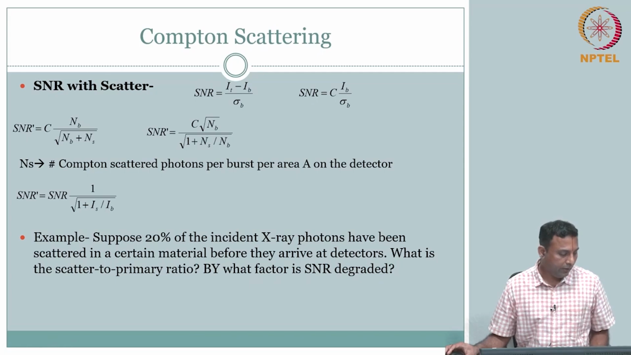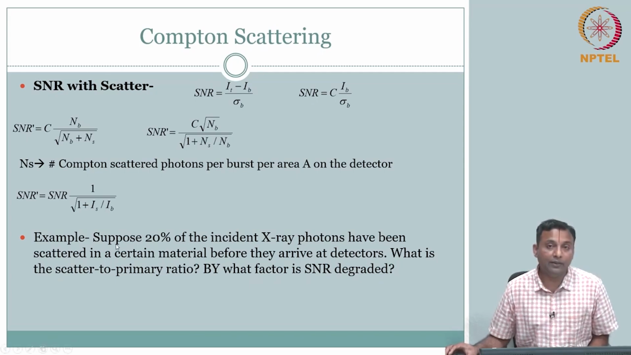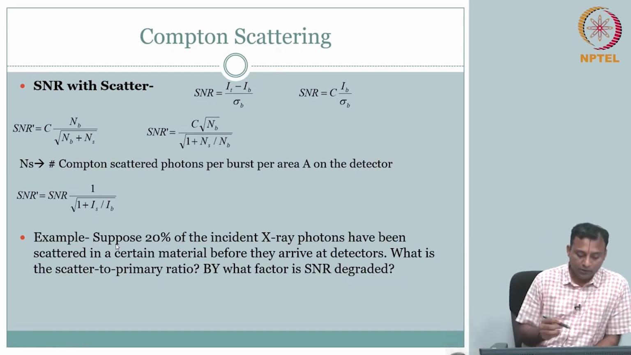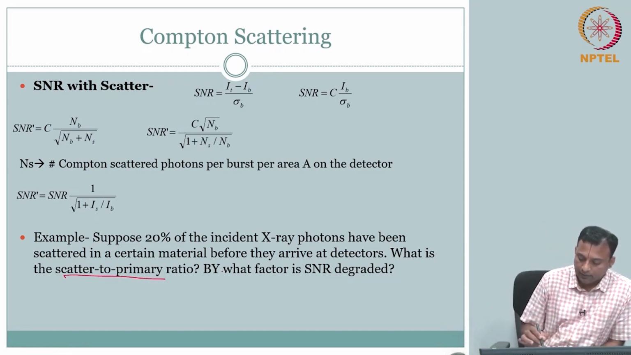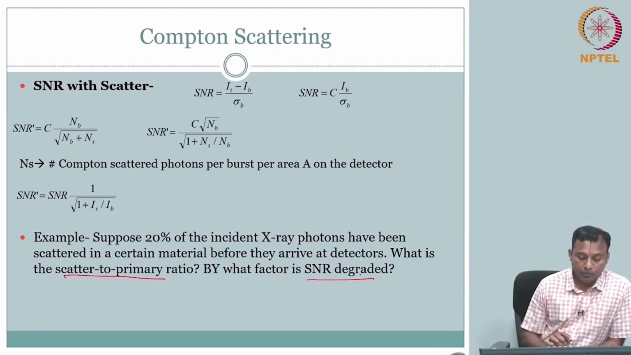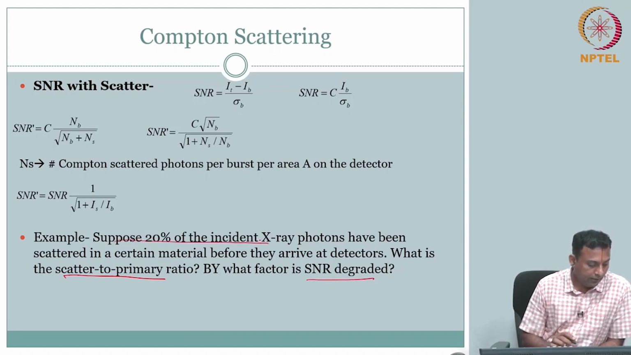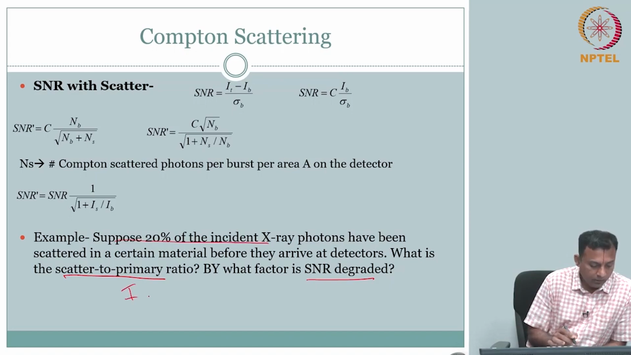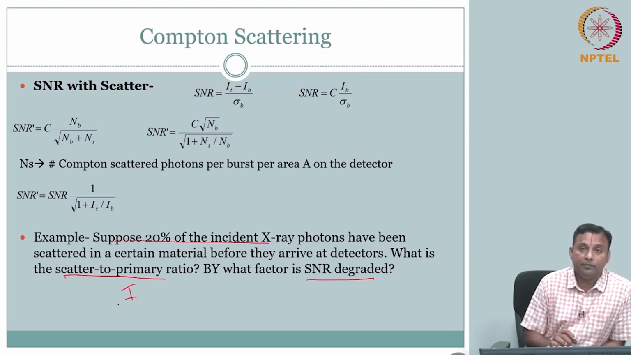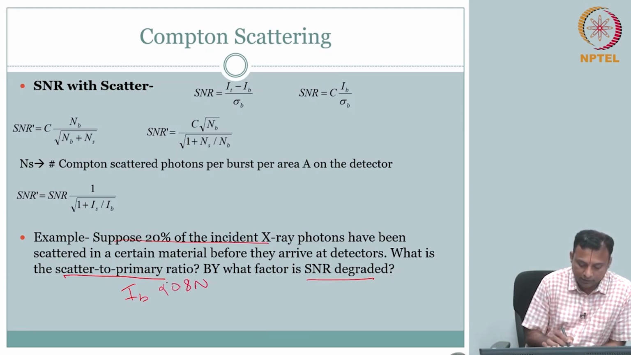So, this is straightforward, right? You can calculate this. What is given? Once you get this it is not a big issue. You are given 20% of the incident X-ray photons have been scattered. So, what do I need? I need IS by IB. So, what is IS, what is IB? I can give IB is about 80% of the N. This is proportional, right? Because you are given 20% is scattered.